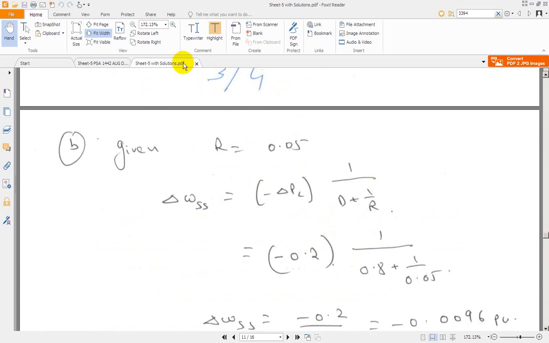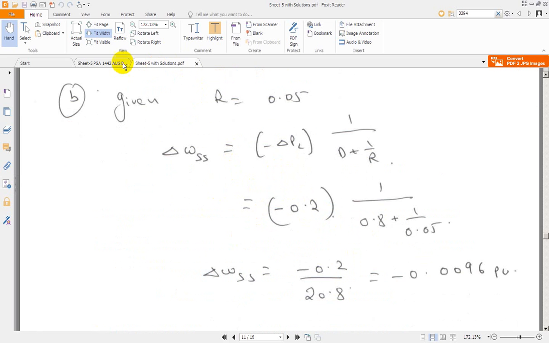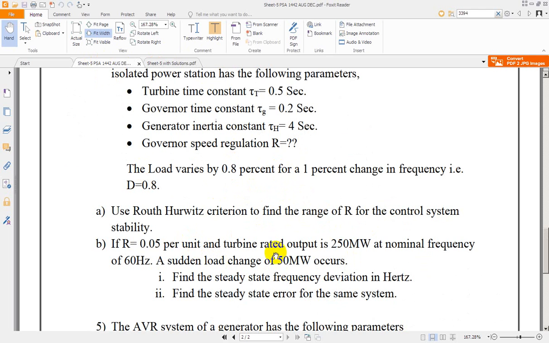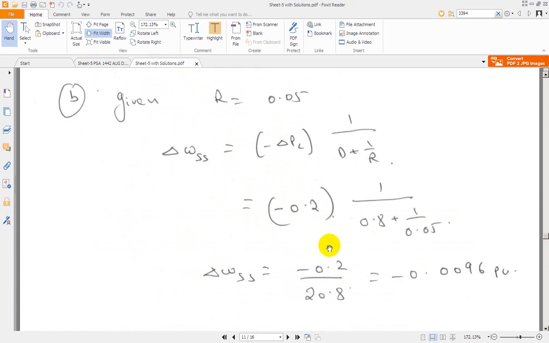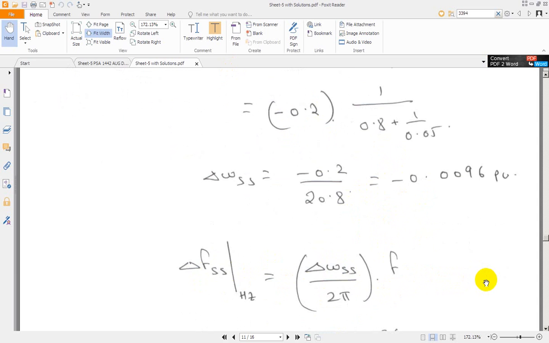So the change in load in per unit value will be 50 divided by 250, you will get it as 0.2. So minus 0.2 into 1 divided by D value 0.8 plus 1 by R value, which is given as 0.05. You will get delta omega ss is equal to minus 0.2 divided by 20.8, which is equal to minus 0.0096 per unit value.